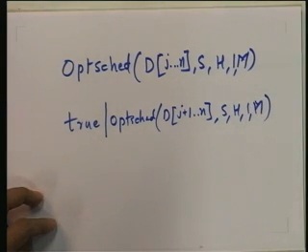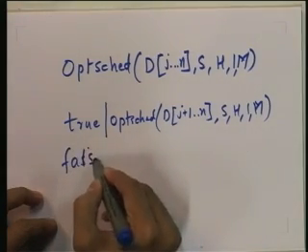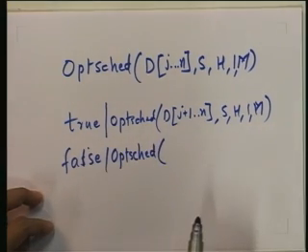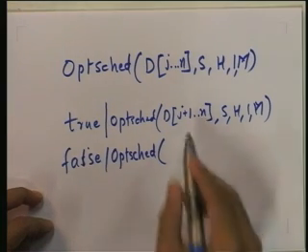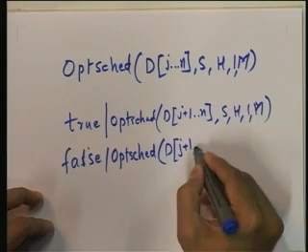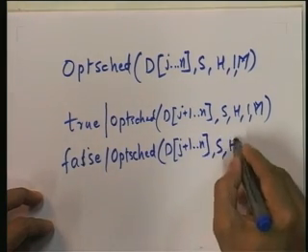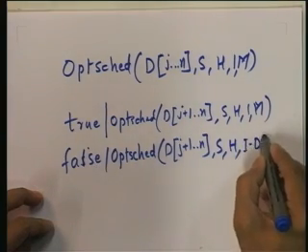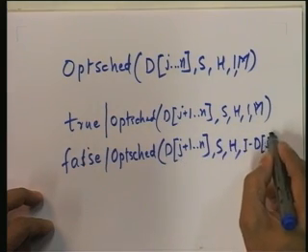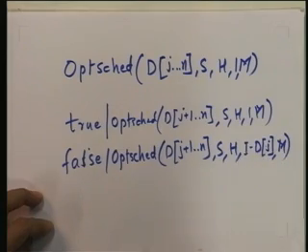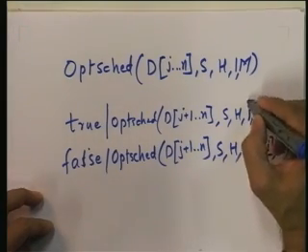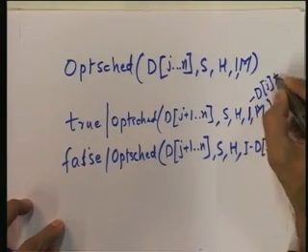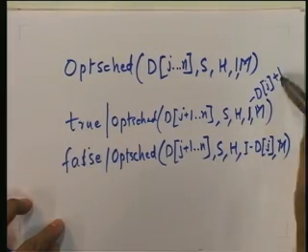What about this? So, this will become false and opt schedule of d of j plus 1 through n, s, h, and in the inventory I should really remove what was produced, not on day 1, but on day j, and I should have m. Here, instead of inventory being I, I should really have I minus d of j plus 1, because since the machine was on the first day, I have to have a plus 1 over here.